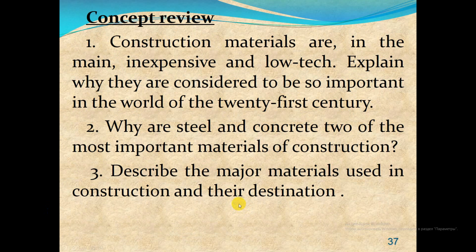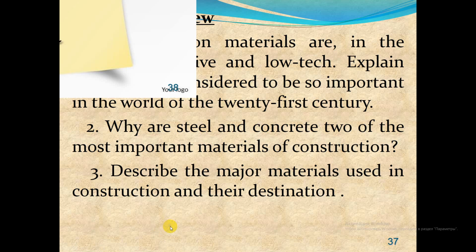So, concept review. We understand that construction materials are in the main inexpensive and low-tech. Explain why they are considered to be so important in the world of the 21st century. Why are steel and concrete two of the most important materials of construction? And describe the major materials used in construction and their destination.